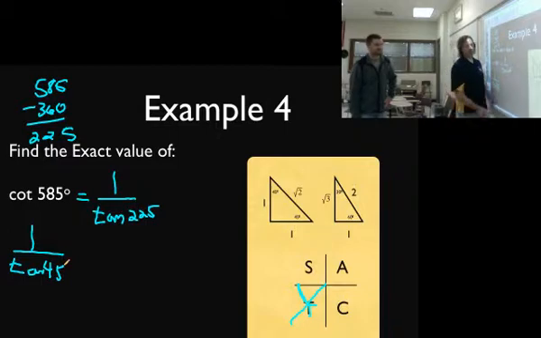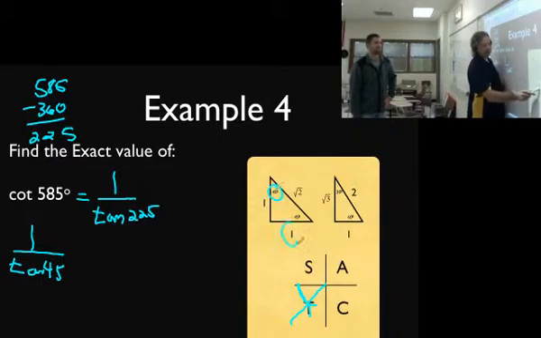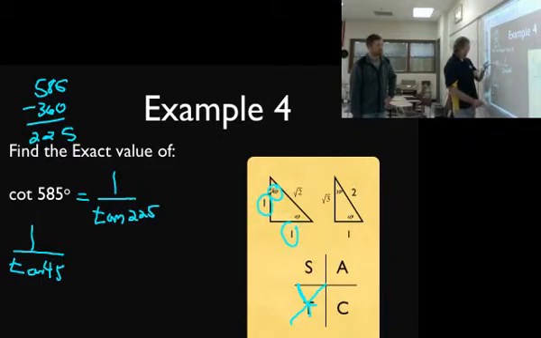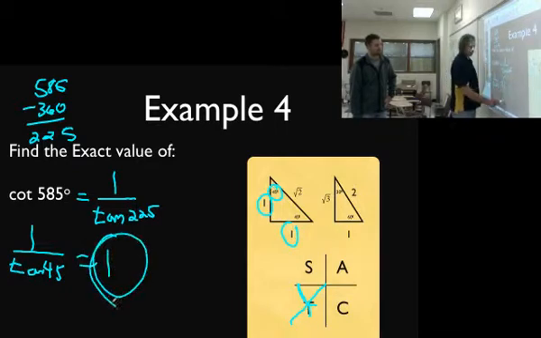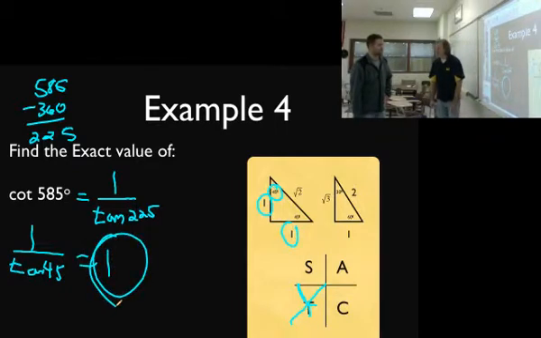Well, what's the tangent of 45? Here's 45. Opposite over adjacent is 1. Flip it over, you still get 1. That one you probably could have punched in your calculator and got it.